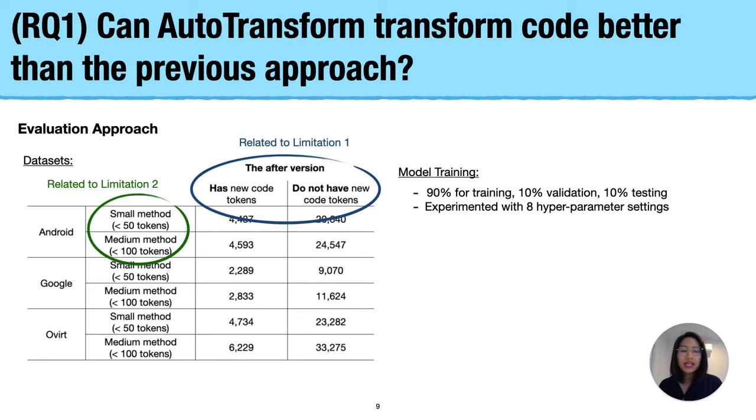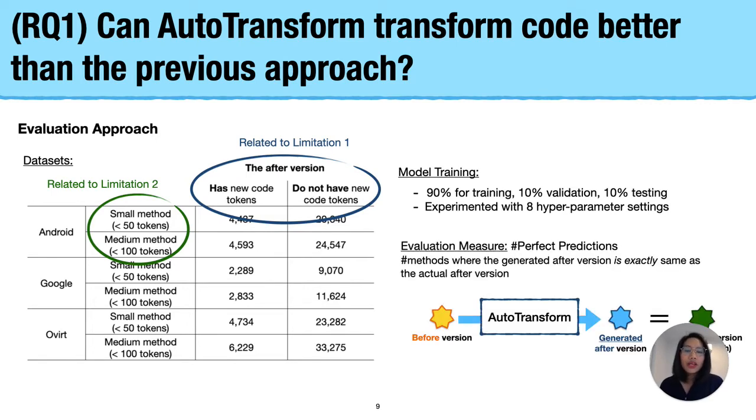And for each dataset, we use 90% for training, 10% for validation to find the best model, and another 10% for testing. And finally, we use the perfect prediction as our evaluation measure. And basically, we count how many methods the generated code is exactly the same as the actual after version.